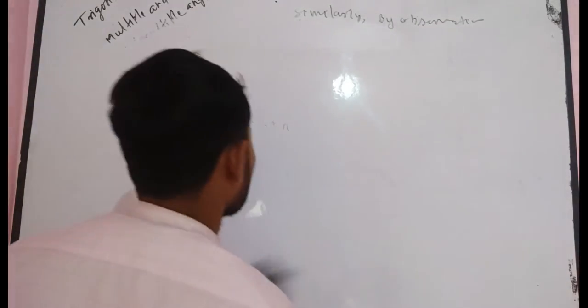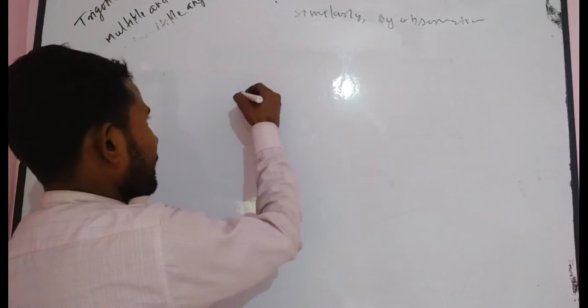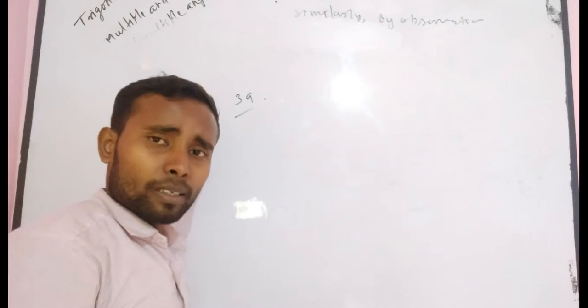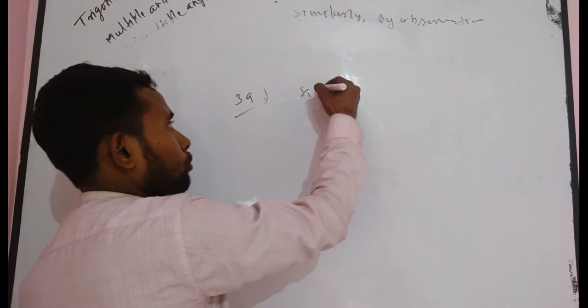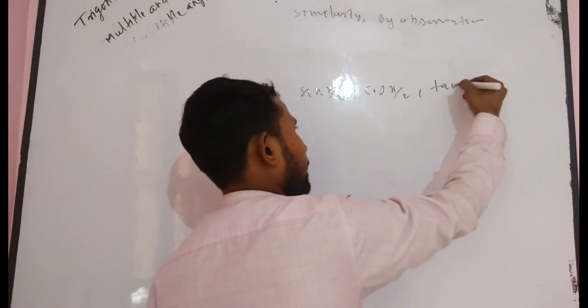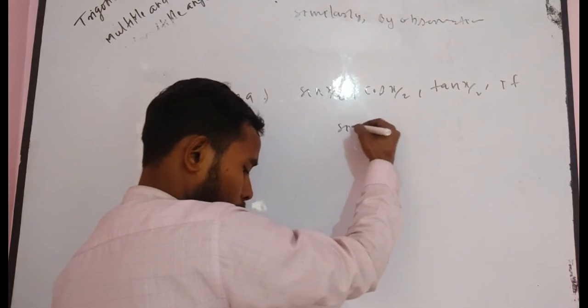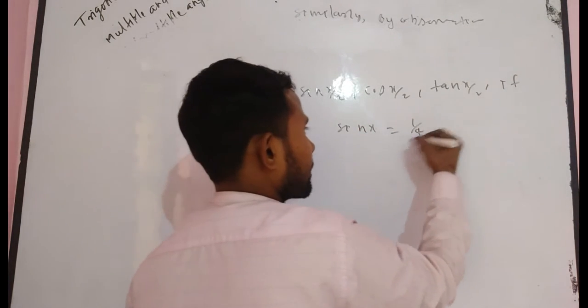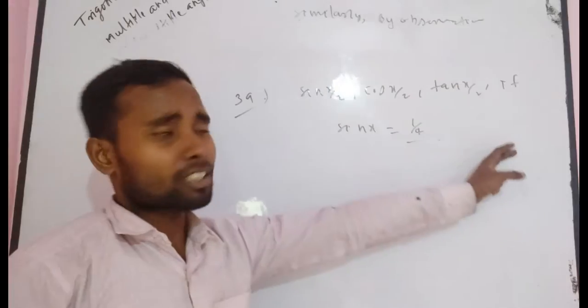What does it tell? Question 39: find sin x by 2. They ask to use sin x by 2, cos x by 2, tan x by 2. If sin x is equal to 1 upon 4, then you have to find the value of sin x by 2, cos x by 2, tan x by 2.